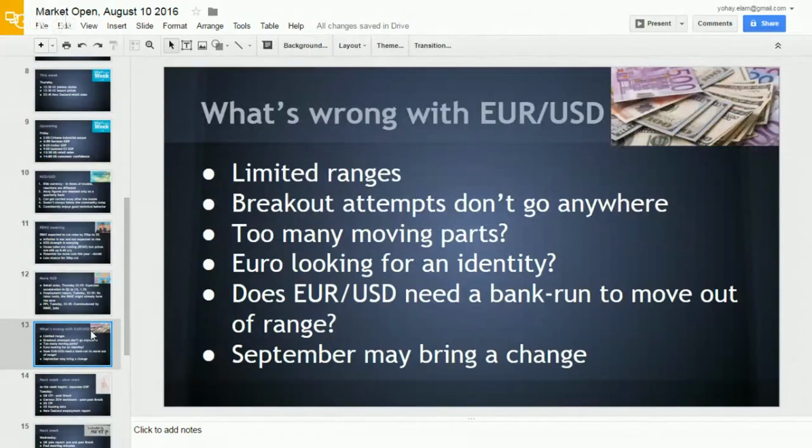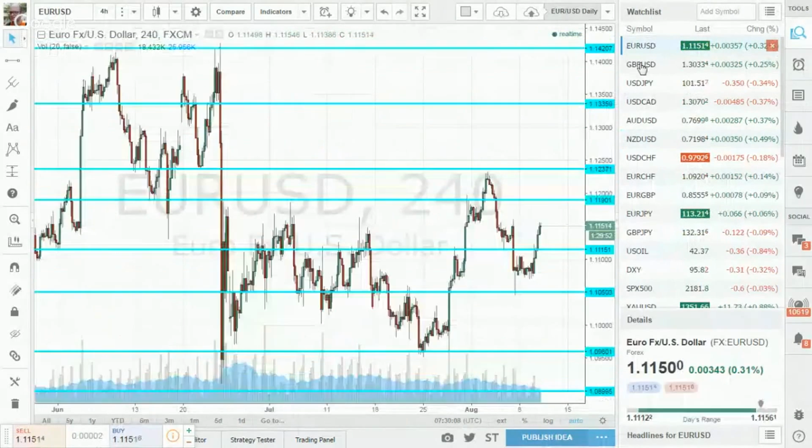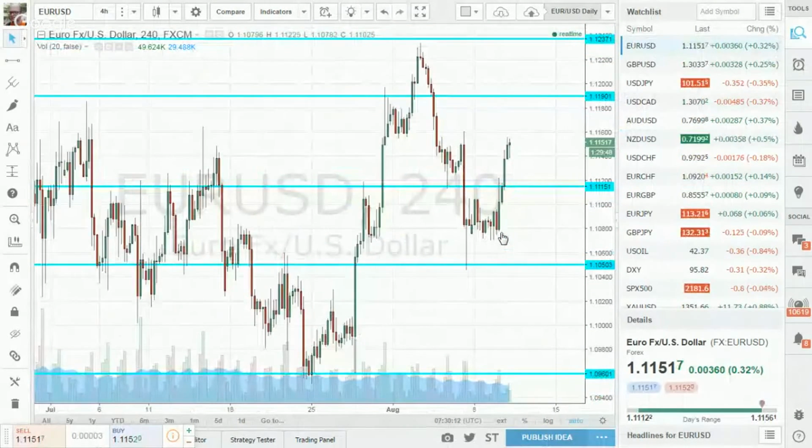And now another special segment about the euro dollar, the world's most popular currency pair. And I'm asking, what's wrong with euro dollar? It's frustrating. The ranges are quite limited. Breakouts go nowhere fast. Last week we had almost a breakout. Okay, something. We had this. This is a 4-hour chart, right?